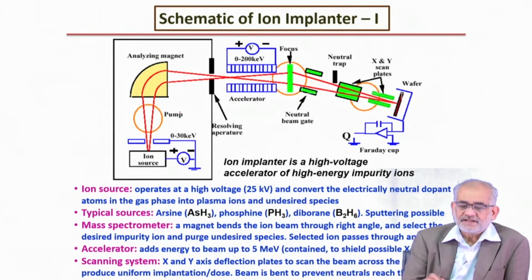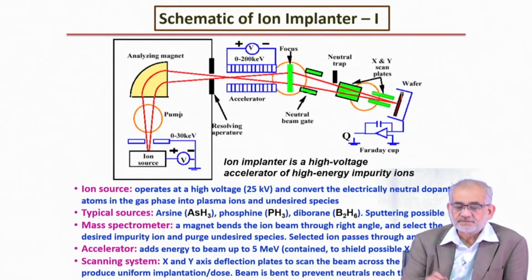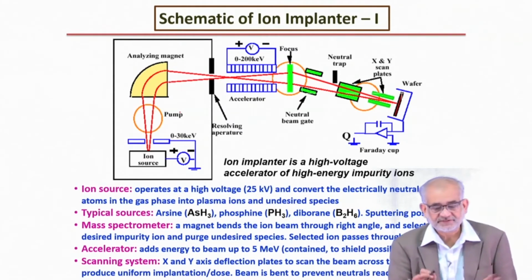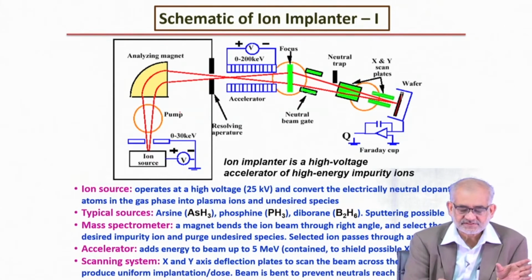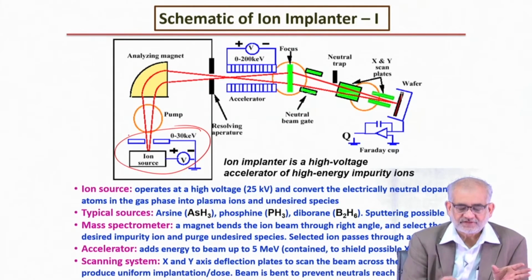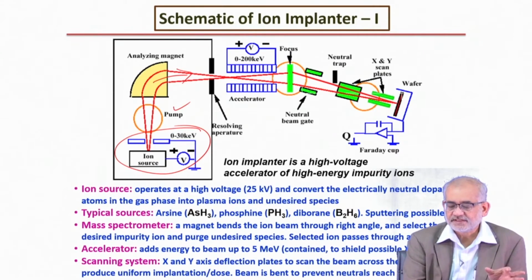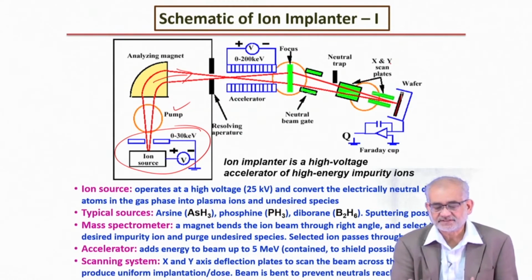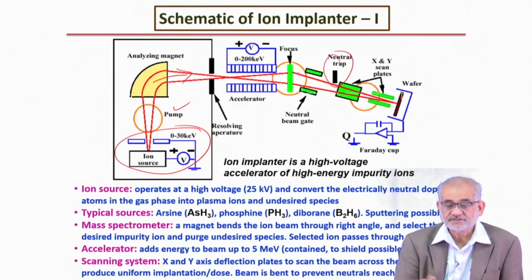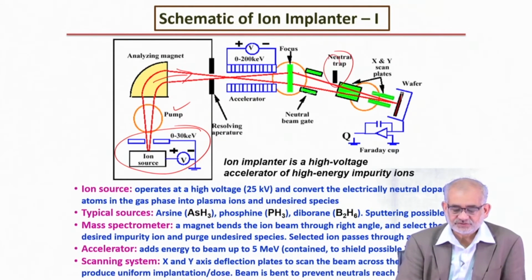So the implanter will have a certain configuration. This we have discussed, so nothing new about it. You have an ion source, you have a pump, you have the analyzing magnet, the spectrometer, then you select and then you implant onto the species after this course correction, path correction. And the neutral trap, I have already said, is to arrest the neutral ions.